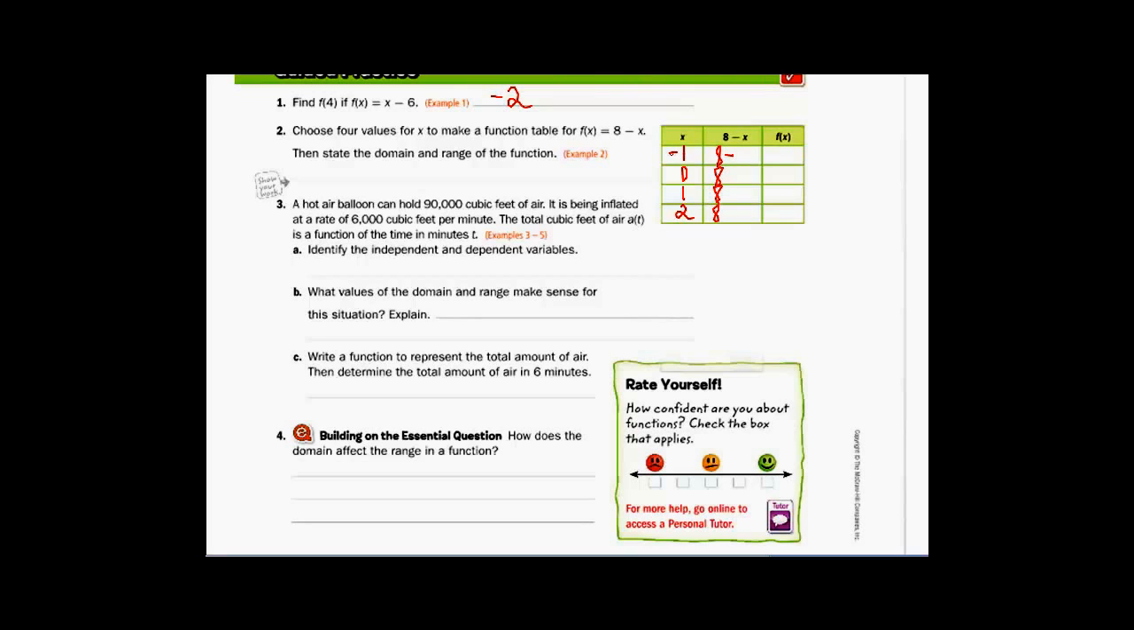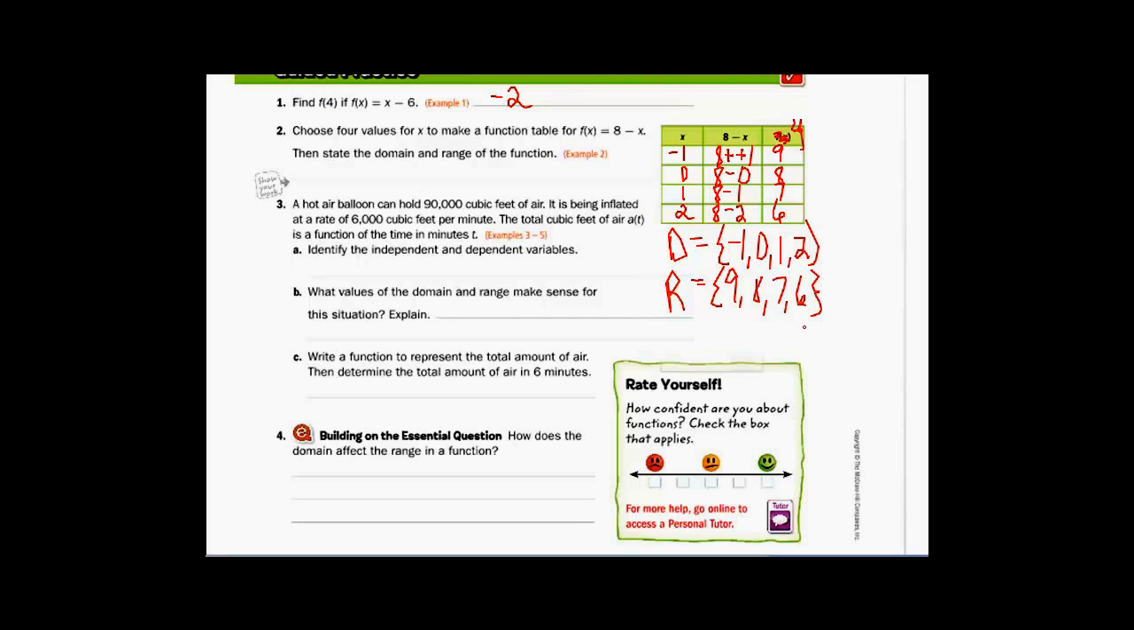So if it's 8 minus and you happen to choose a negative, you have to do a minus minus. 8 minus 0, 8 minus 1, 8 minus 2. So your f of x, your corresponding value, minus minus would be a plus. 9, 8, 7, 6. So the domain at -1, 0, 1, 2. Range is our f of x, or if you want to consider it a y, that's fine too. 9, 8, 7, 6. That's domain and range.